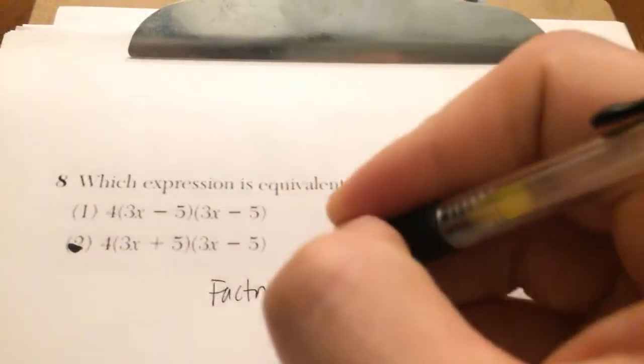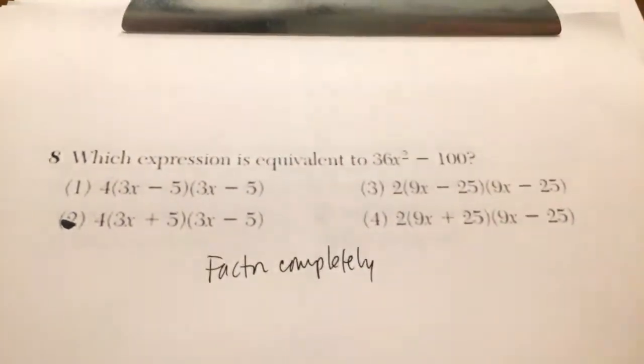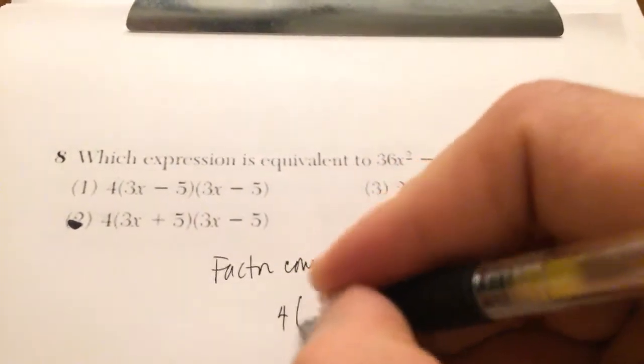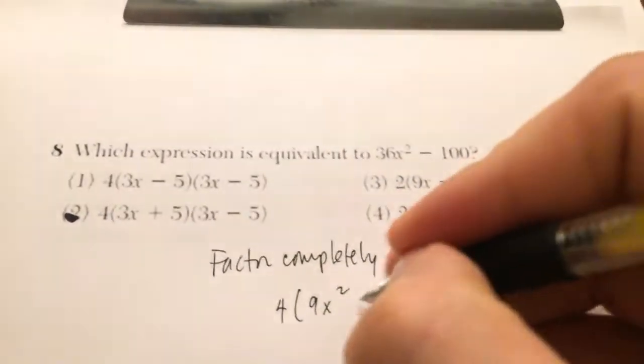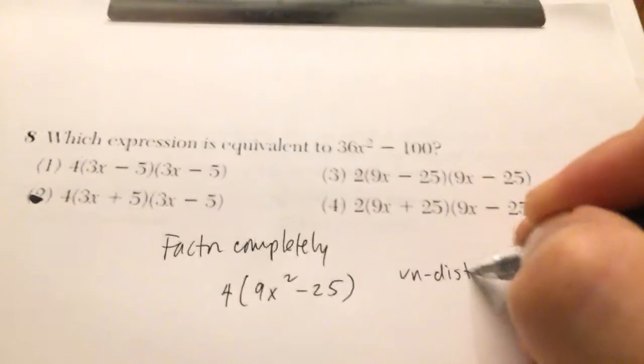Which expression is equivalent to this binomial? What I suggest you do here is factor completely. If you notice, both of these terms have a greatest common factor of 4. So what I say is 4 times 9x squared minus 25. You're basically undistributing if you think about it.